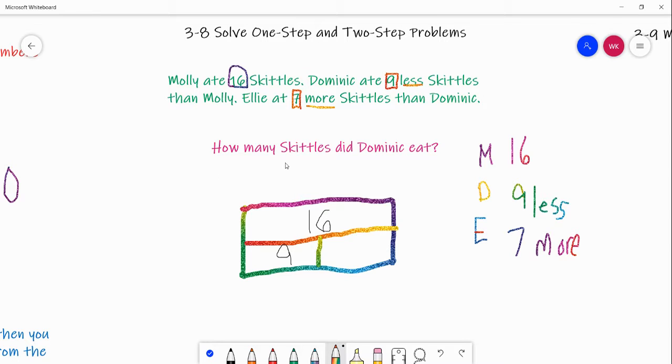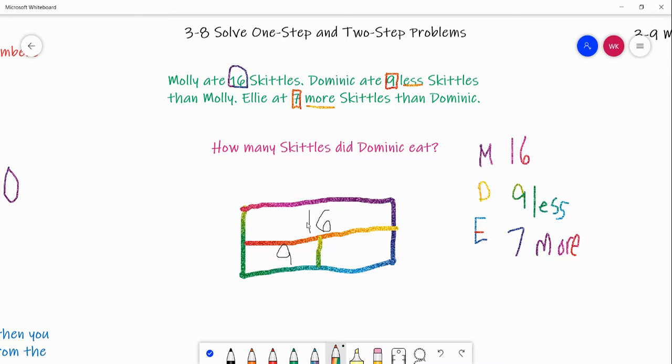So our first problem is, how many Skittles did Dominic eat? We're trying to figure out how many Dominic ate. He didn't eat 9, right? It says Dominic ate 9 less. So we don't know how many Dominic ate. So we're going to go ahead and figure that out first. This is my bar diagram that I think is very good for you to figure out what your whole is and then the two parts.